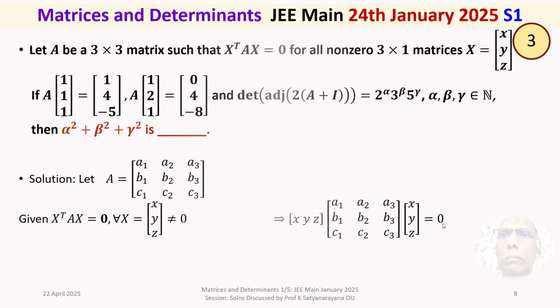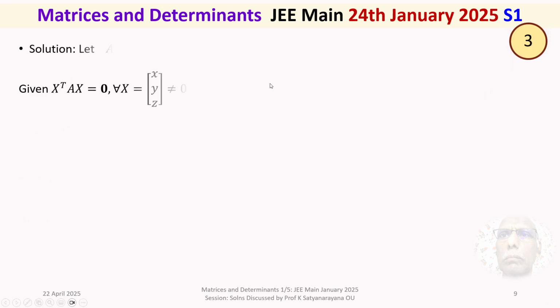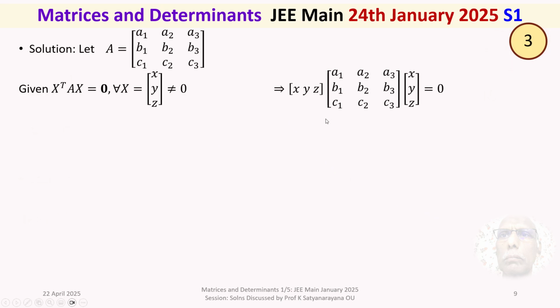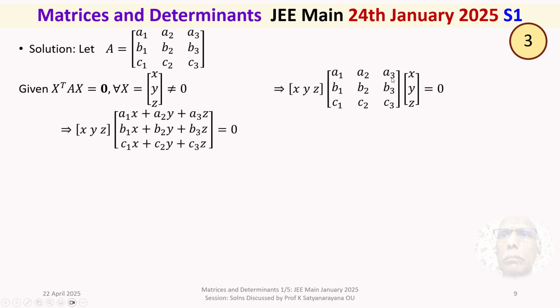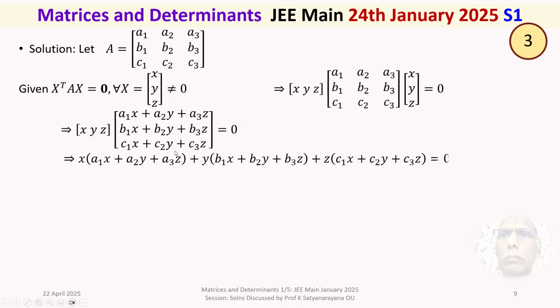Right. We multiply first the row vector X, Y, Z multiplied by the 3 by 3 matrix multiplied by the column vector X, Y, Z is this one. Now multiply this row vector 1 by 3 into this is 3 rows 1 column, so 1 by 1. So that will be x times (a1x plus a2y plus a3z) plus y times (b1x plus b2y plus b3z) plus z times (c1x plus c2y plus c3z) is equal to 0.